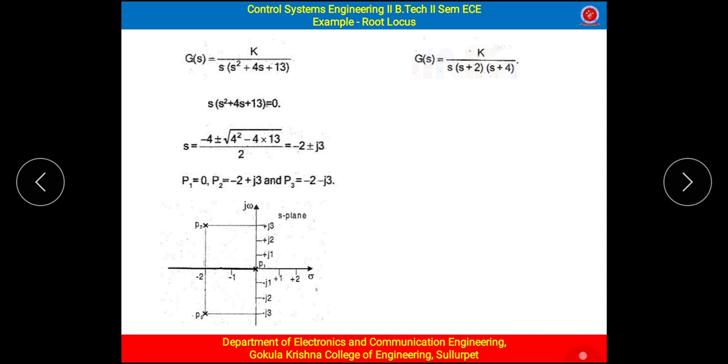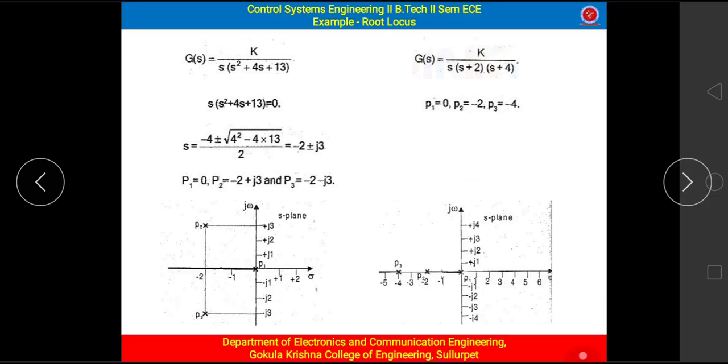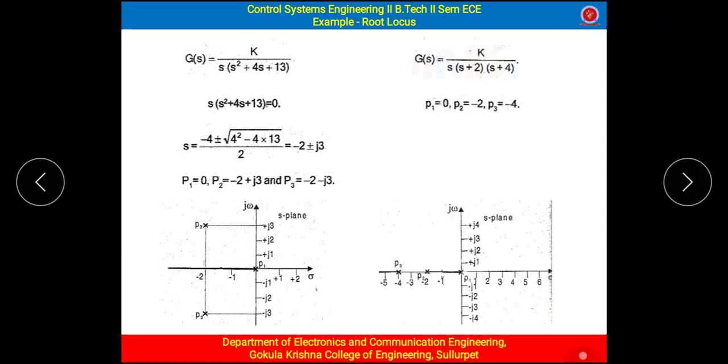And coming to the second example, in this case the characteristic equation is s into s plus 2 into s plus 4 equal to 0. Correspondingly, the poles become 0, minus 2 and minus 4. So these are located correspondingly in this particular S plane. Okay, one at s is equal to 0 and another P2 at s is equal to minus 2 and P3 at s is equal to minus 4.